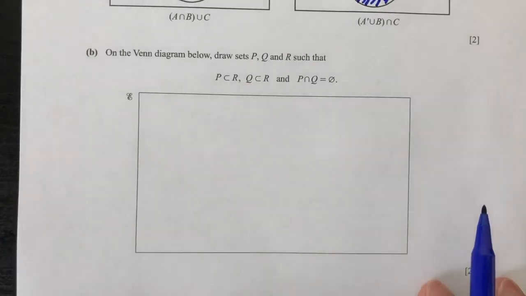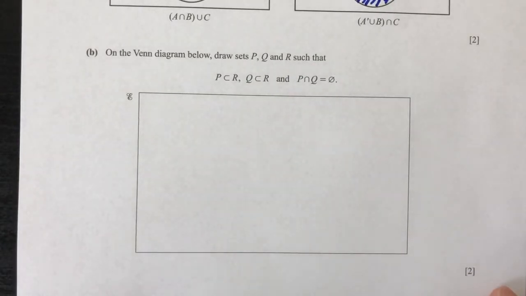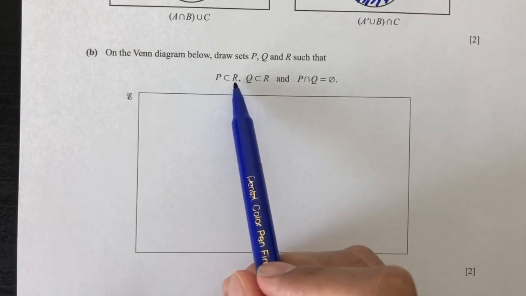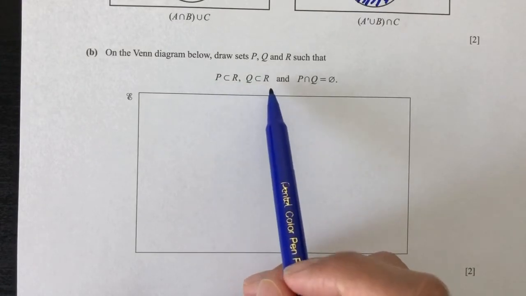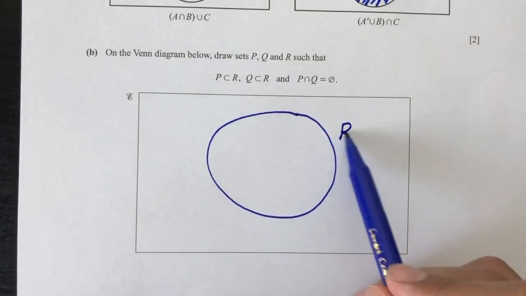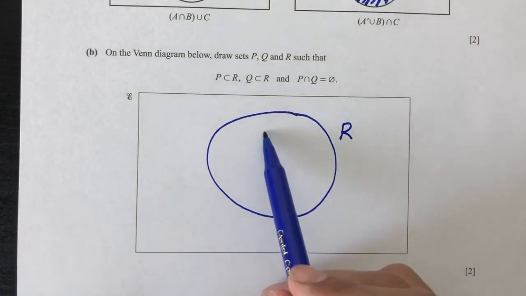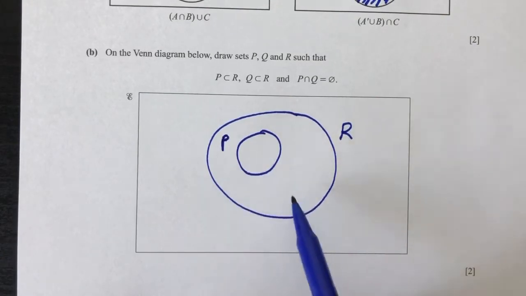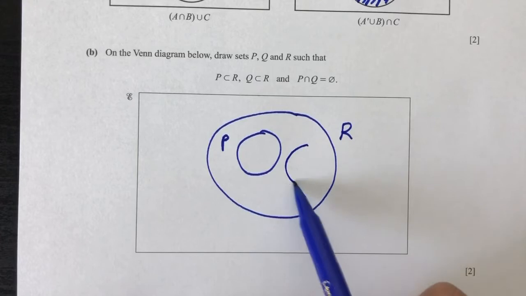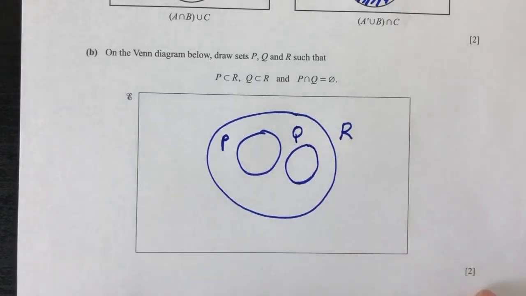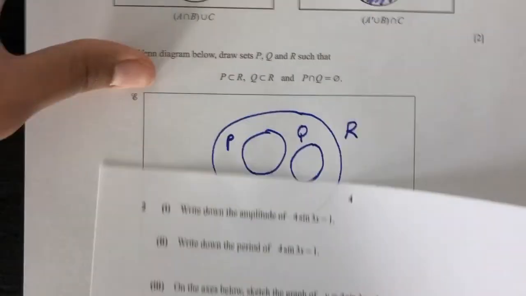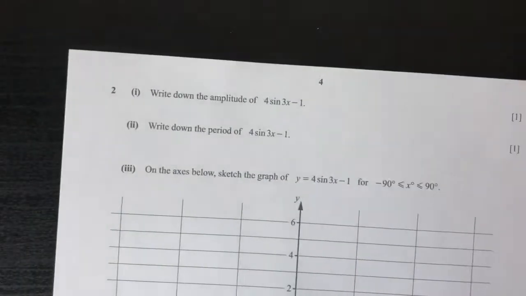Now for part B, on the Venn diagram below, draw the set P, Q, R such that P is inside of R, Q is also inside of R. So we have this set R, big one. P is inside of R, so P is here. Now Q is also inside of R, but P and Q do not touch. That will be your answer for part B. So that is for question number 1. Let's go on to question number 2.